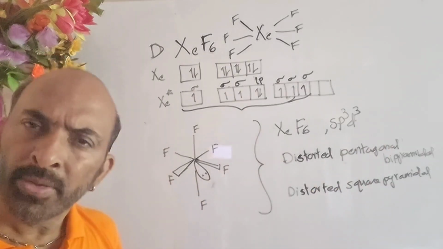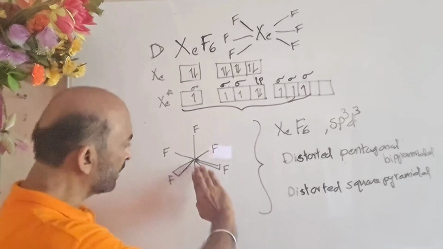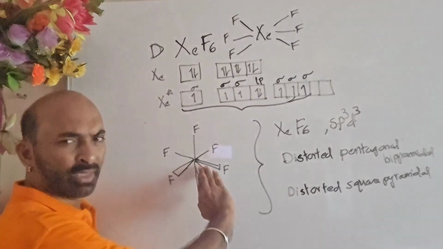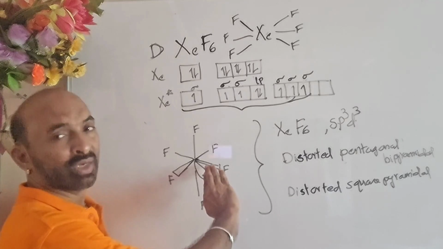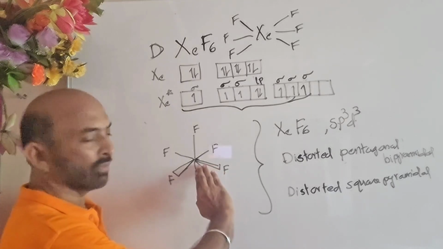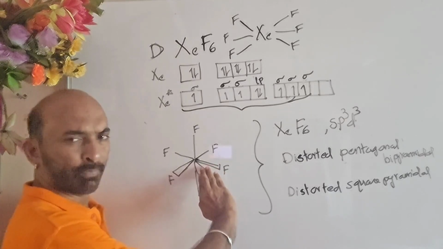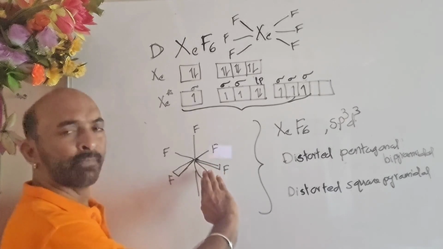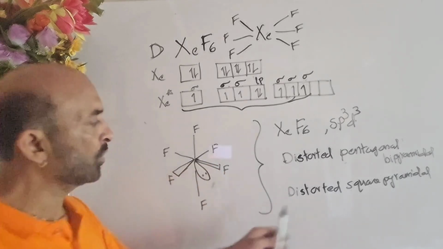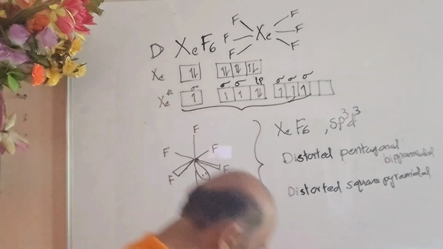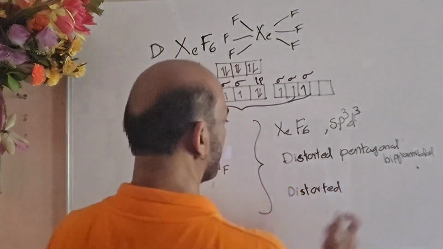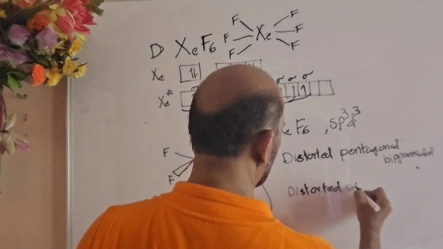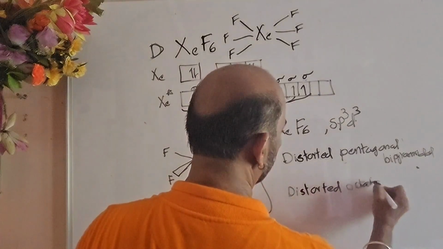What is the shape? That is when the lone pair is ignored. Then it is almost like a distorted octahedral. No, we don't say distorted square bipyramidal, it is rarely used. Say distorted octahedral. I have written it wrongly there. Distorted octahedral is the common usage of the word.